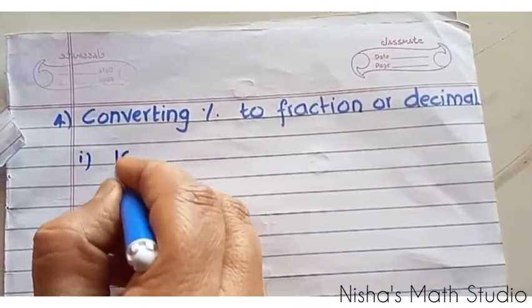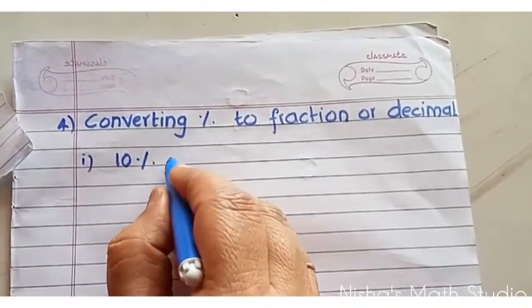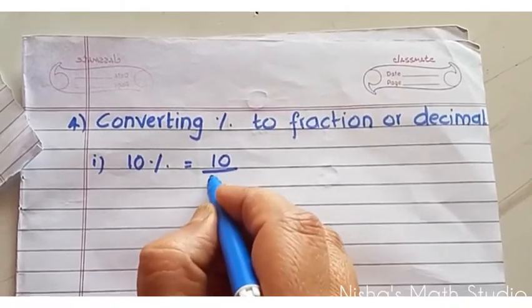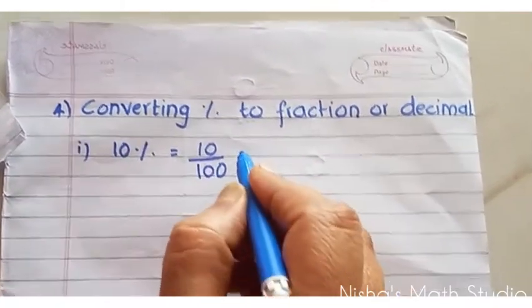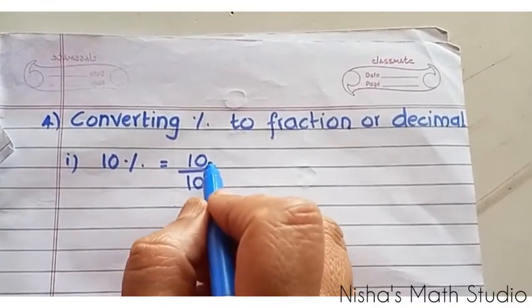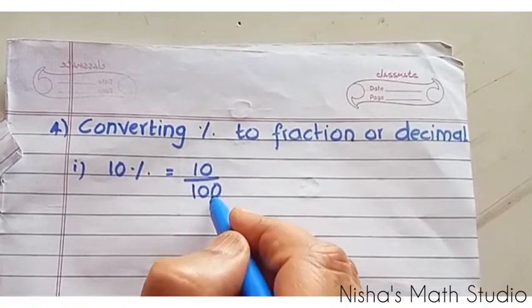First one, we will take 10%. This is in percentage. Percentage is nothing but per 100. That is a number with the denominator as 100. Don't put the percentage sign here. This is only percentage. It means it is 10 by 100. So, percentage has been converted into fraction.